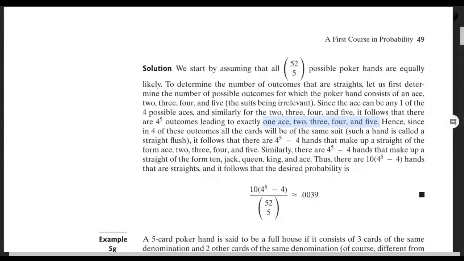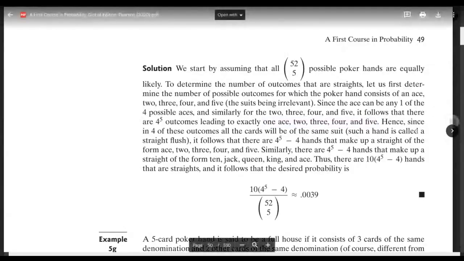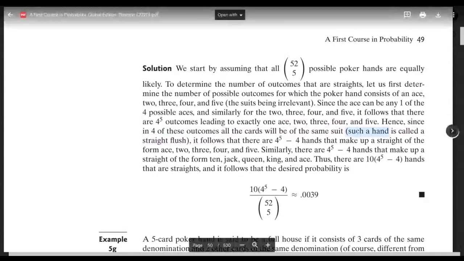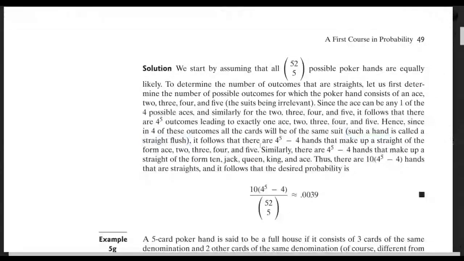Because we have 4 suits, hence in 4 of these outcomes, all cards will be of the same suit. In that case, the hand is called a straight flush. Just a term for it. So it follows that 4 raised to 5 minus 4, right? Because we only have one possibility, if it's 5 consecutive cards, and also the same suit.